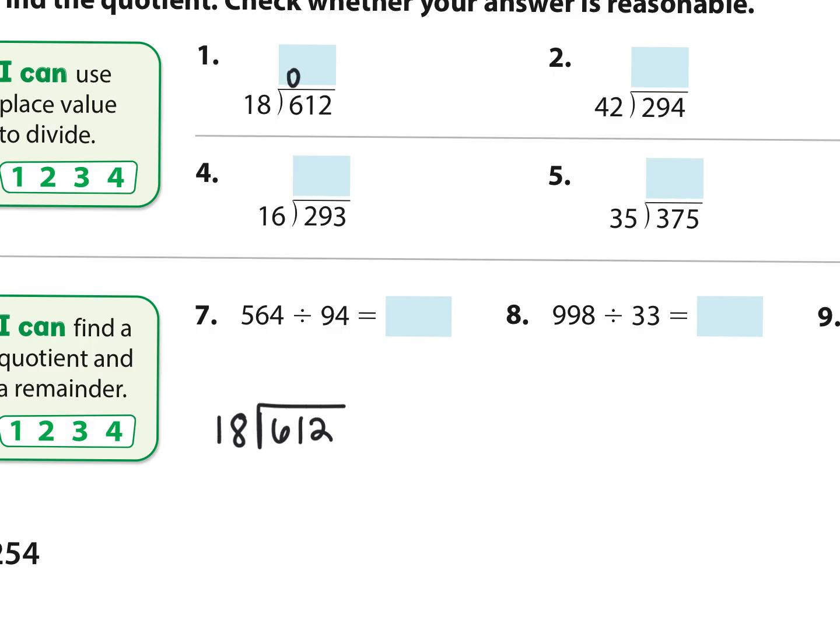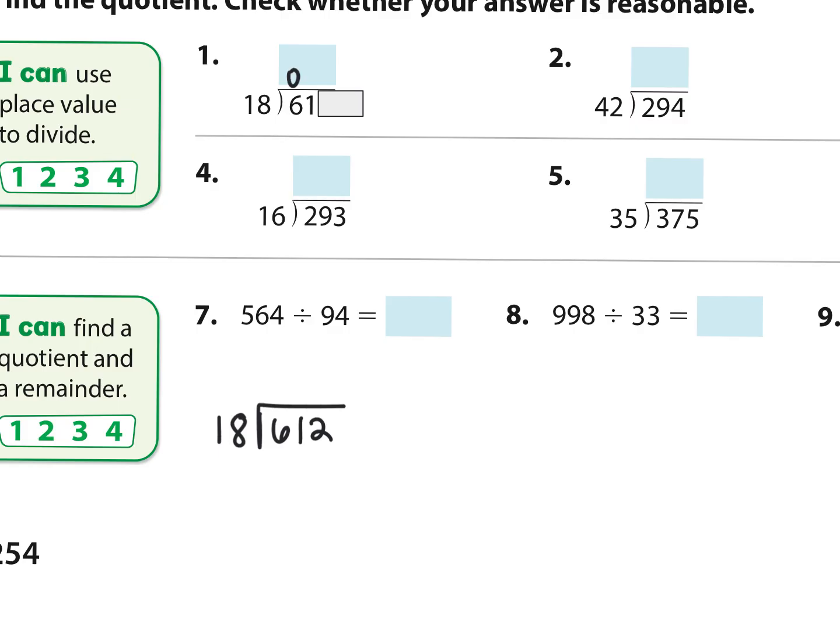You can put a little X, placeholder, whatever you want to do. Okay, I can do that next step where I do 18 times 0, which is 0, subtract, bring down, or I can just skip on over. And now I'm going to look at this as, let me draw my little box here. Now I'm going to move this over and I'm looking at 61. So I'm dividing 18 now into 61.